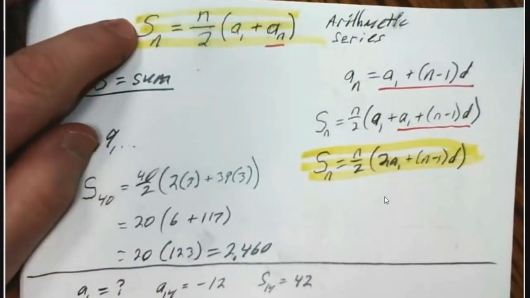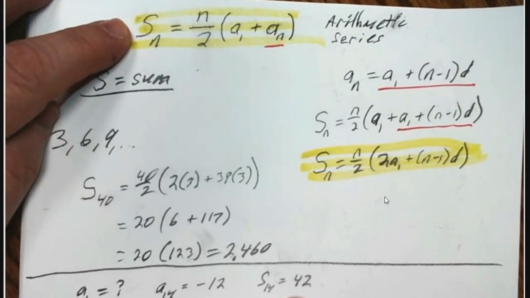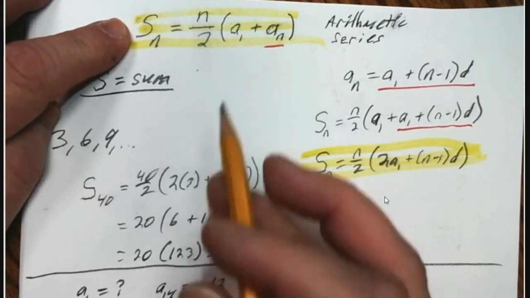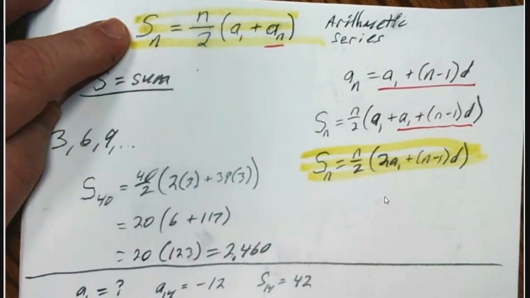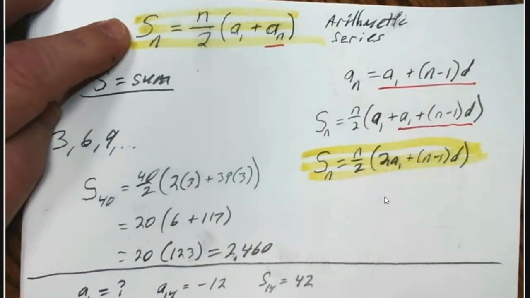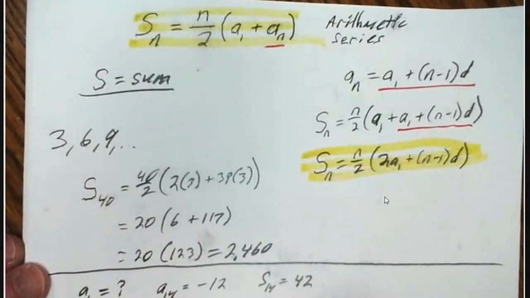Notice I'm substituting S sub n. What's the total? Well, I know what the total is, so I'm going to substitute in there. N divided by 2. Well, we know they said the 14th term, so 14 divided by 2. We don't know what the a sub 1 is. That's what we're trying to find. But we do know a sub 14. We do know the last term plus -12.